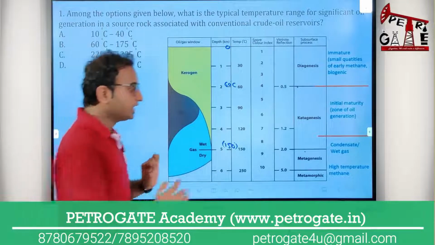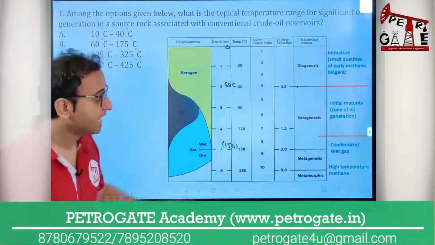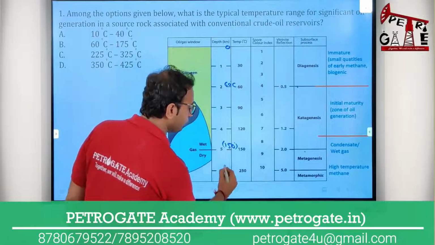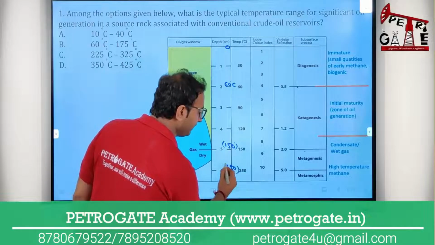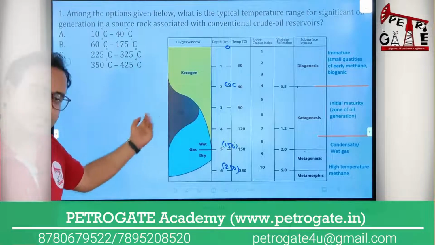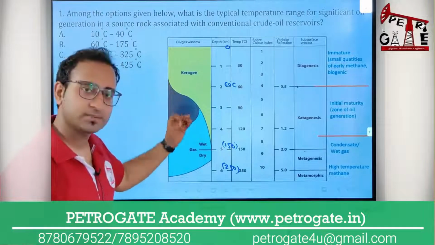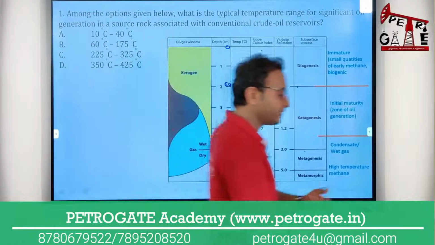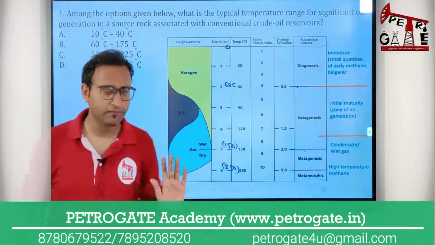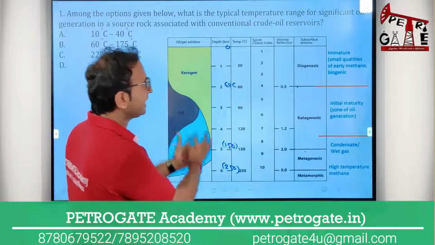The metagenesis stage will be the last stage, and the temperature range in metagenesis is 150 to 250, in some books 160 to 260. Plus or minus 5 to 10 degrees will differ across books and websites, and that will not be a problem. The options will be given in this way, so now I know the ranges.